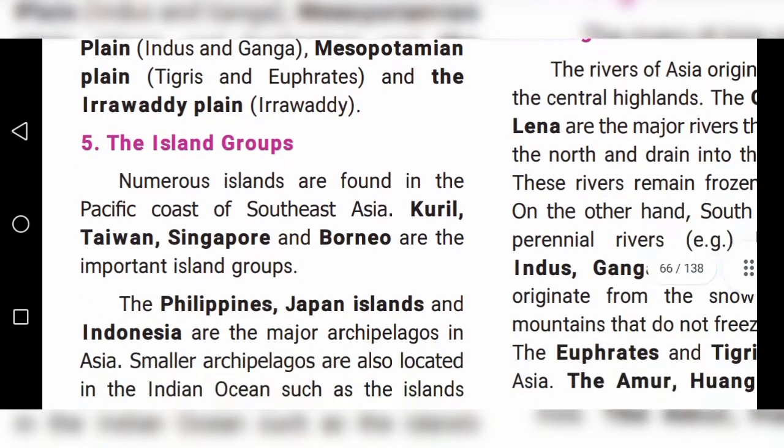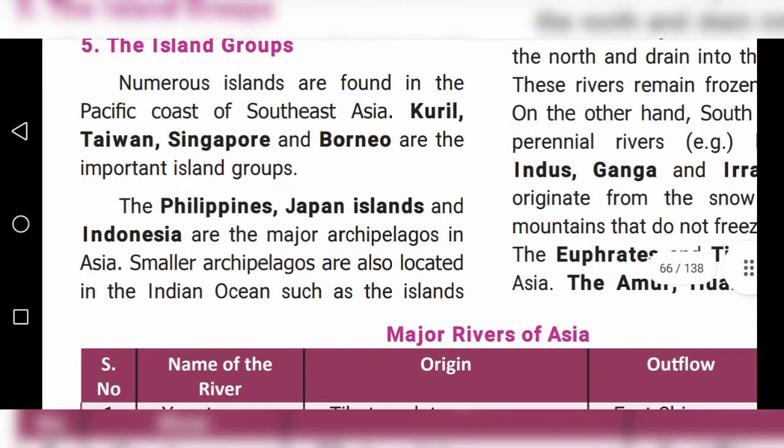Next one, island groups. Already we studied island groups. Island means fully surrounded by water. So numerous islands are present in the Pacific coast of Southeast Asia. Kuril, Taiwan, Singapore and Borneo are the important island groups. The Philippines, Japan Islands and Indonesia are the major archipelagos in Asia. A group of islands is called an archipelago.